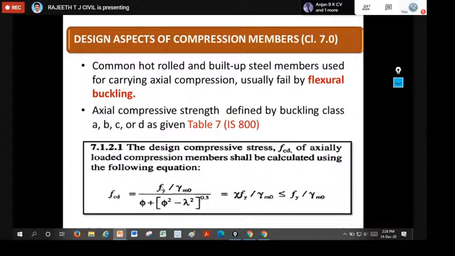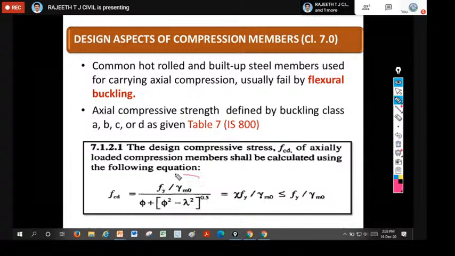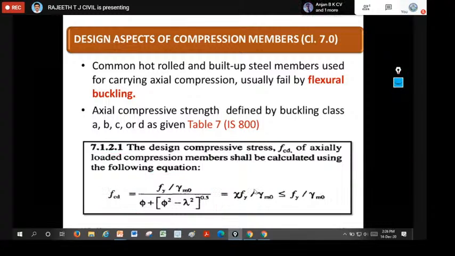The design compressive stress: if you know the stress, we can calculate the load carrying capacity by multiplying by the area. This formula is given in clause 7.1.2.1. There, fcd equals (fy/gamma m0) divided by [phi plus (phi square minus lambda square) to the power 0.5], or that value must be less than fy/gamma m0. So this formula you won't need to derive, but if you remember it, it is good. For that, they will give some of the values directly in the problem.